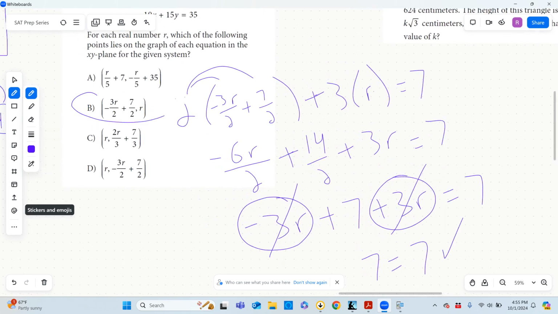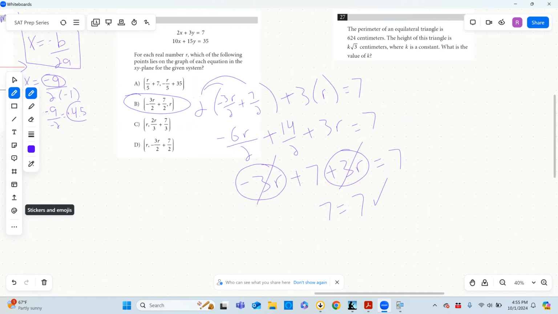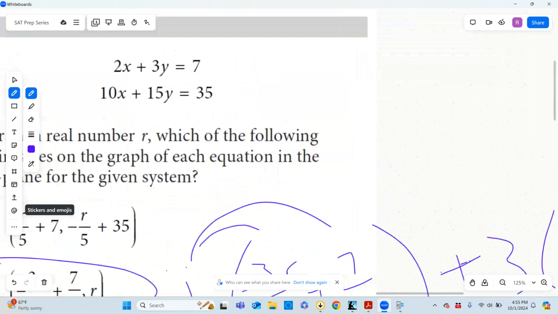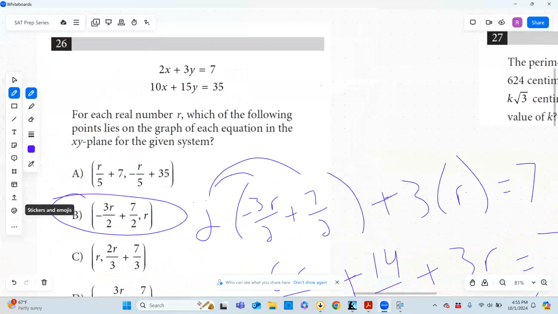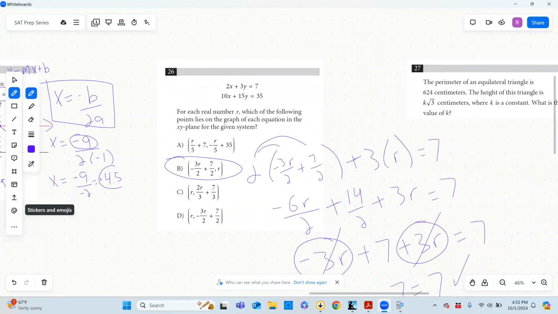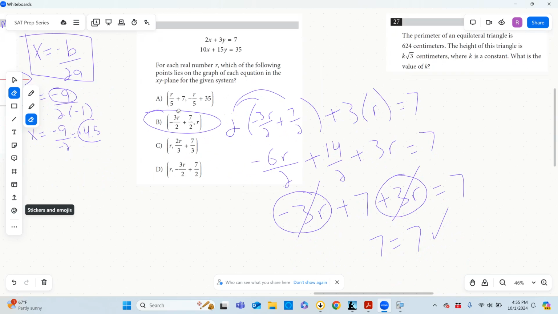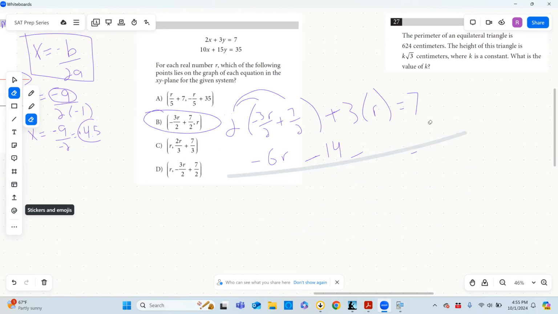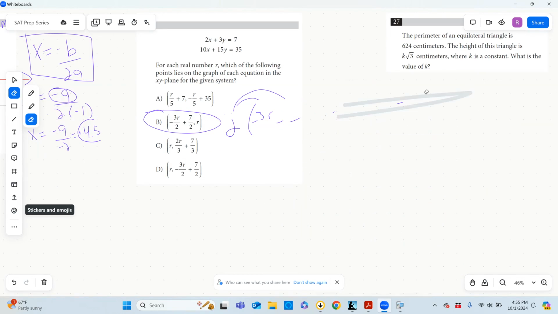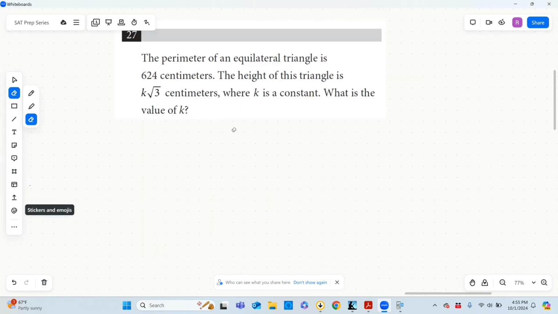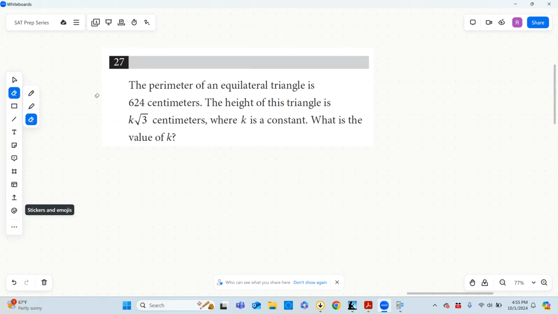That means this set of coordinates worked in the first equation. If they work in the first equation, they're also going to work in the second equation, because we already proved that these two equations are the same. And so it's got to be answer choice B. So we can cross all this out now, because I want to give us room to do question number 27, which is the final question in module 1 for paper practice exam number 1. So let's check it out.